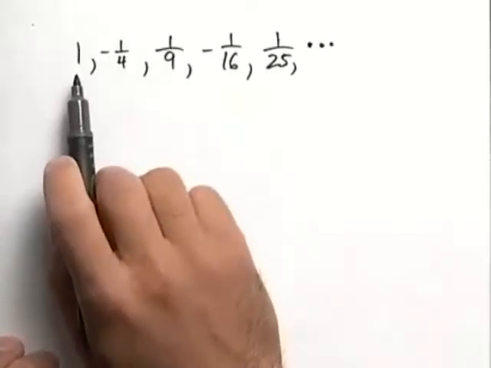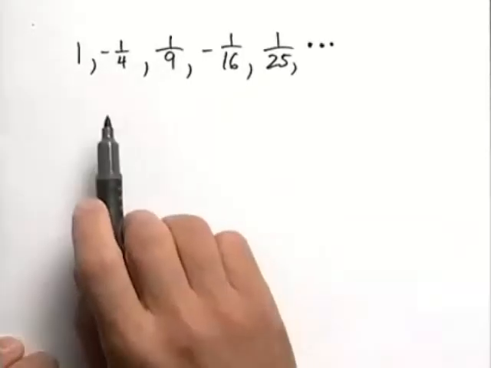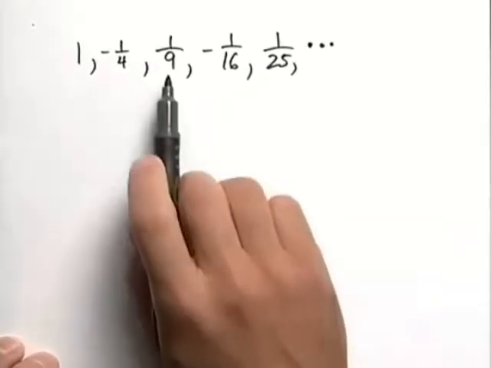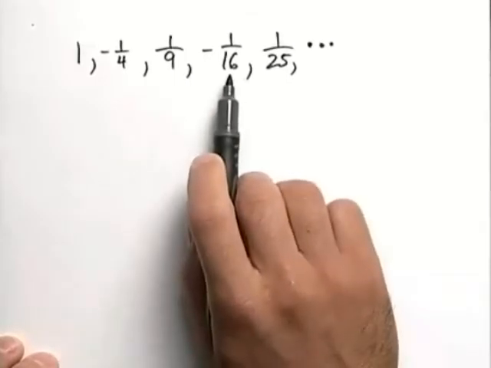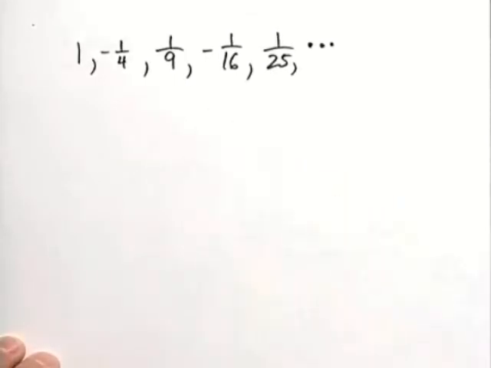Now that we've done all the work, let's look at our sequence written in one place. We have a sub 1 equaling 1, a sub 2 equaling -1/4, a sub 3 equaling positive 1/9, a sub 4 equaling -1/16, and our fifth term, a sub 5, as 1/25.